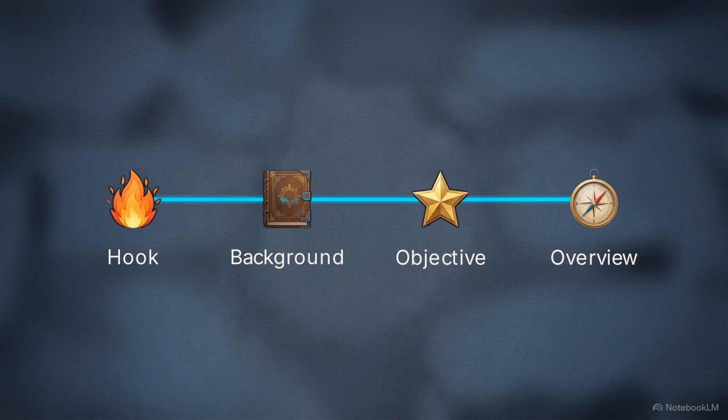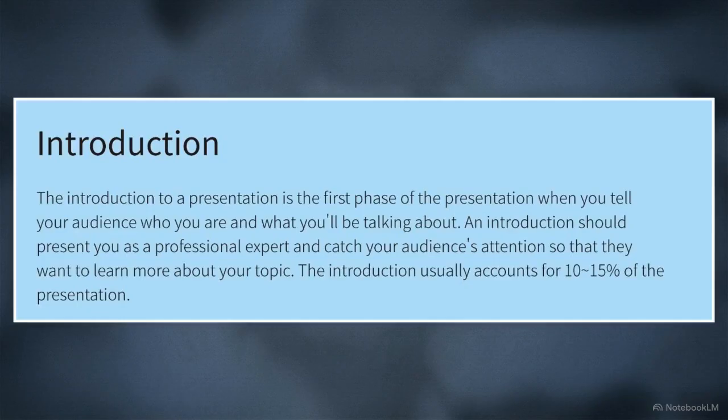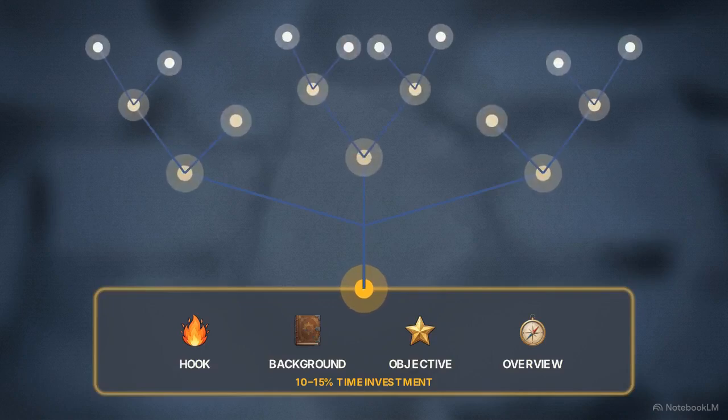Those 4 steps, hook, background, objective, and overview, function together as a unified map for your listeners. This process is efficient. As this text indicates, the introduction typically accounts for only 10 to 15% of the total presentation time. Investing this small amount of time at the beginning provides a foundation for the rest of the talk, making it easier for the audience to follow the logic that follows.